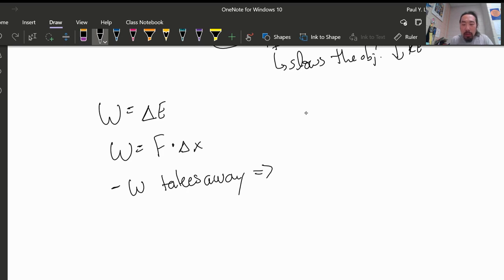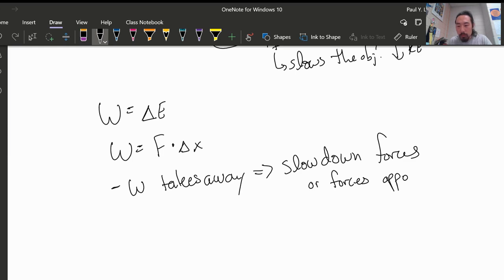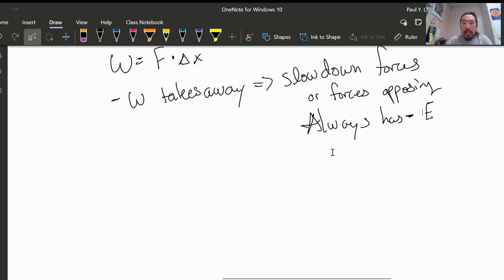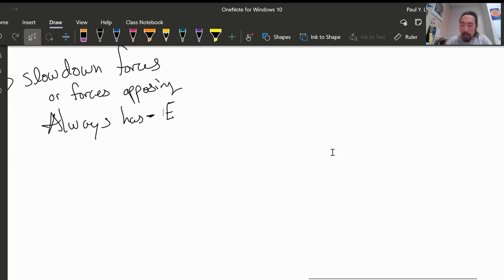And here's a good rule of thumb: slow down forces, or forces opposing motion, always have negative work. Okay? This negative energy is one of the fundamental rules of our universe. What we call this negative energy, or the energy generated by friction, is heat. And heat is a very important idea.